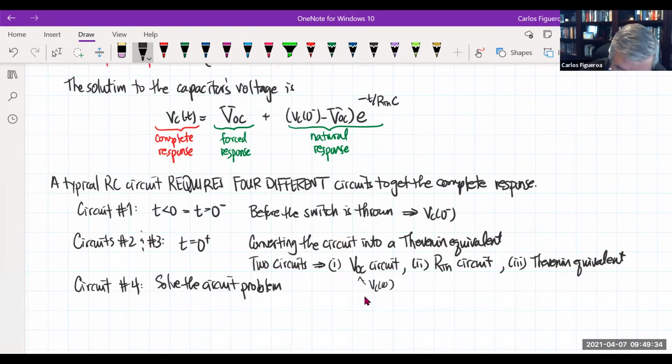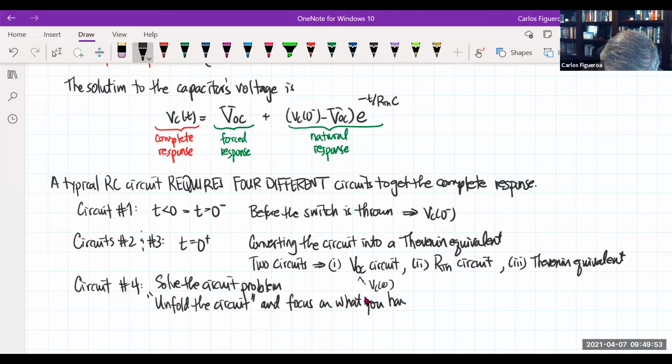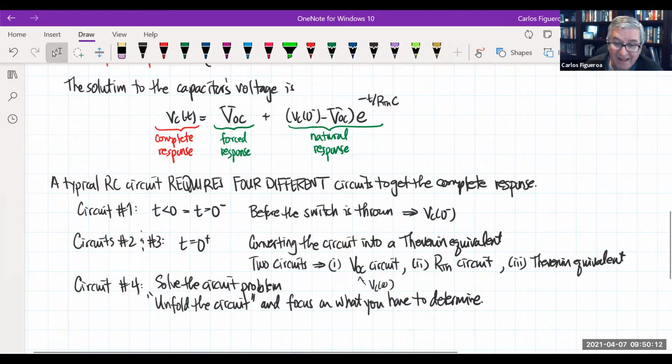What that really implies is that you have to unfold the circuit and focus on what you have to determine. So there's a lot here. Okay, so to solve one circuit, you got to create 4 different circuits. Really 5, but I don't count the Thevenin equivalent one as a circuit. So there's a lot that goes on.